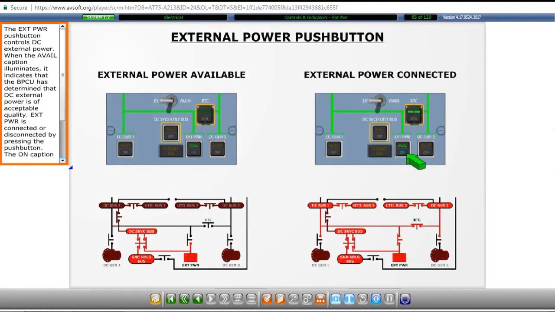The external power push button controls DC external power. When the available caption illuminates, it indicates that the BPCU has determined that DC external power is of acceptable quality. External power is connected or disconnected by pressing the push button. The on caption illuminates when DC external has been selected.